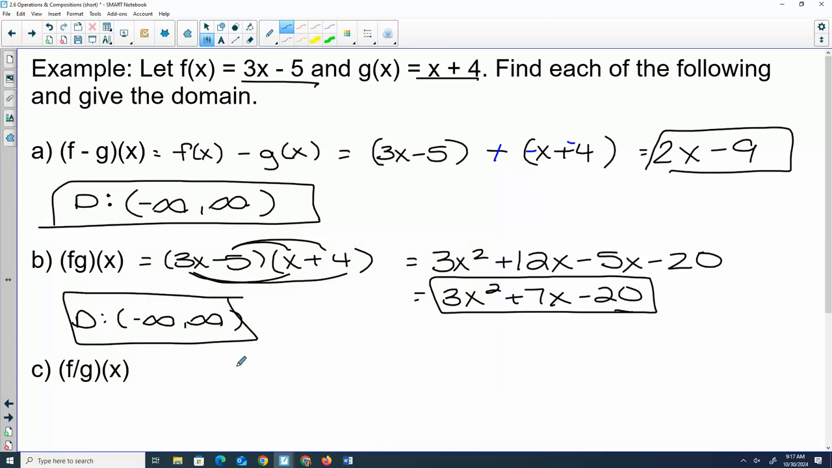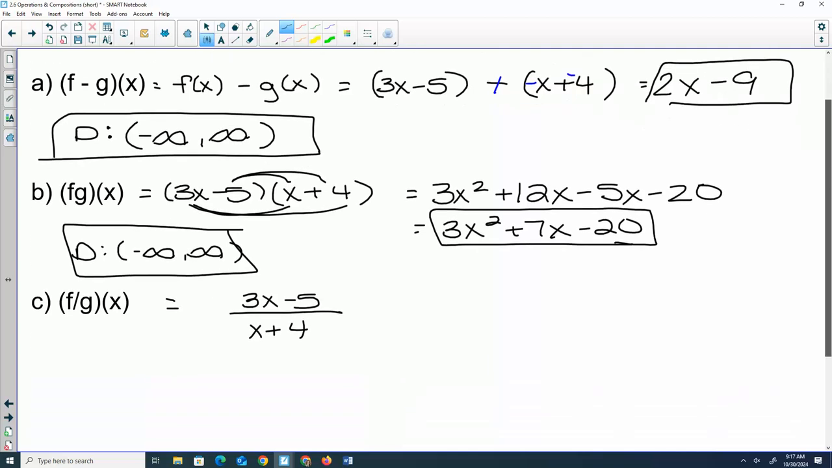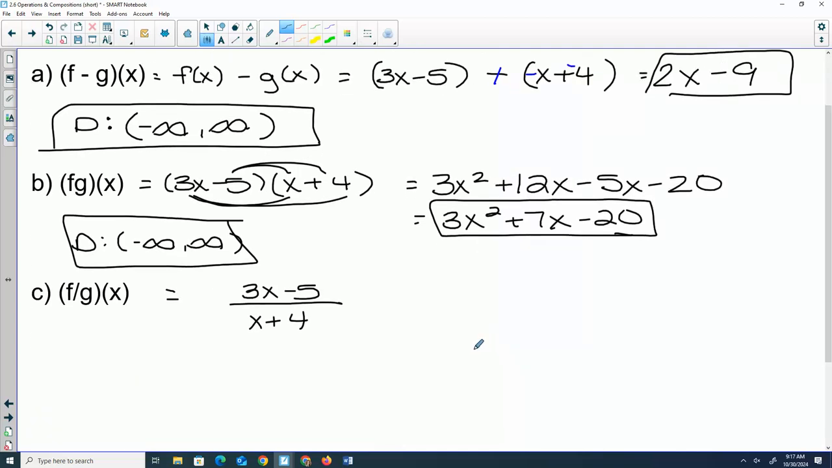Okay. C, f divided by g. So f is 3x minus 5, divided by g, which is x plus 4. I am not asking you to actually do long division or anything here. We set them up as a fraction. That's the answer I want here. You don't have to actually divide it out or anything. When I look at the domain of this, what do I have to think about?